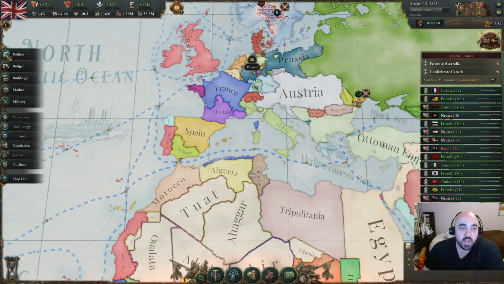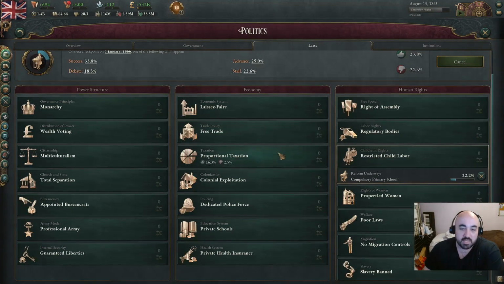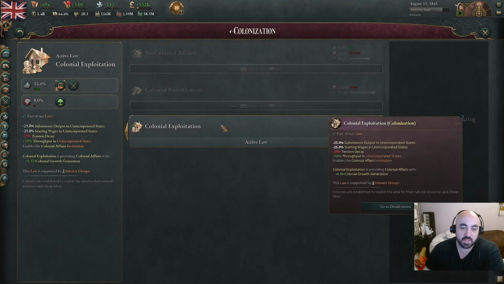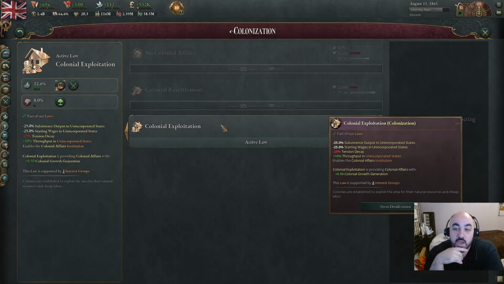These are the differences. Let's talk about one additional thing, because I think it is the most important thing in terms of thinking about why sometimes you want to have unincorporated states, because getting extra tax is really good, and that is colonial exploitation law.